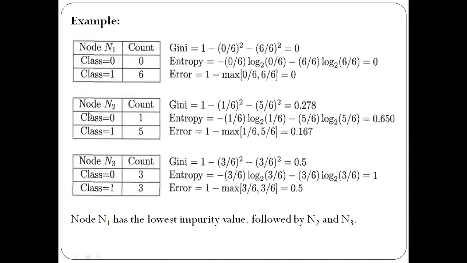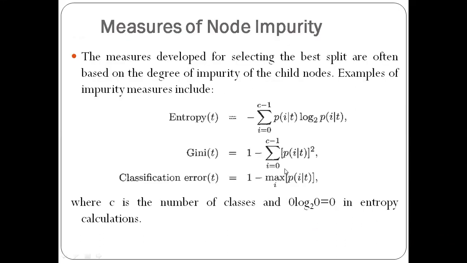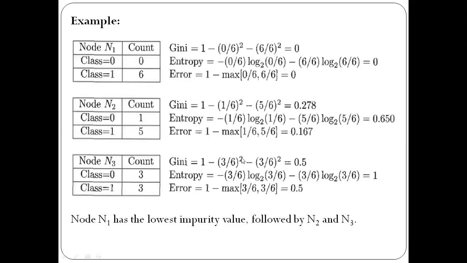In the same way, if we calculate the Gini index, entropy and the classification error for the node n2, again the formula is the same, that is 1 minus summation of I is equal to 0 to c minus 1 of p of I condition on t whole square. So for class 0, the fraction of records that belong to class 0 is 1 here, so 1 out of 6 records belong to class 0. So 1 by 6 square, minus the fraction of records that belong to class 1, which is 5 out of 6, so 5 by 6 square. So if you find this value, you'll get the value as 0.278.